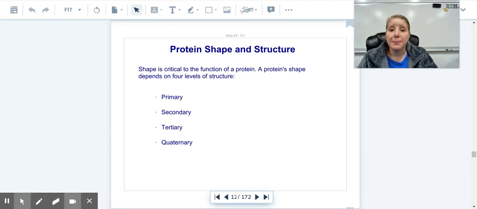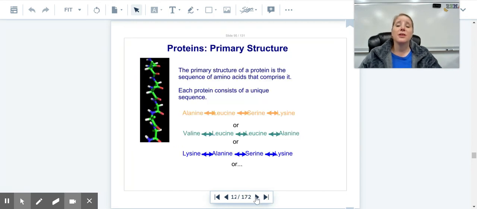Now, protein shape. Proteins start out with a basic shape, and then they fold and fold and fold and fold, and to give them a primary, secondary, tertiary, and quaternary structure. The primary structure is just the sequence of amino acids: alanine, leucine, serine, lysine.